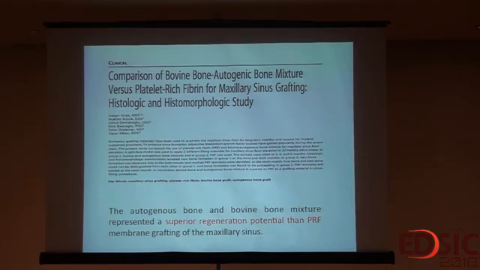Platelet-rich fibrin is an autologous fibrin matrix that stores a reservoir of growth factors to promote bone healing, and the autogenous bone and bone substitute mixture represent a superior regeneration potential than pure grafting of the maxillary sinus. More studies are needed for these platelet-rich fibrin evaluations.